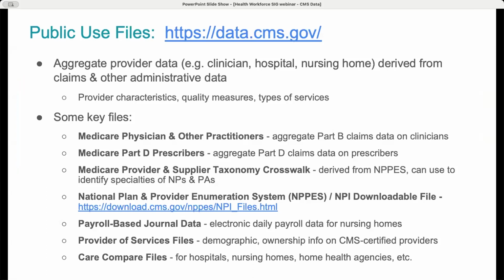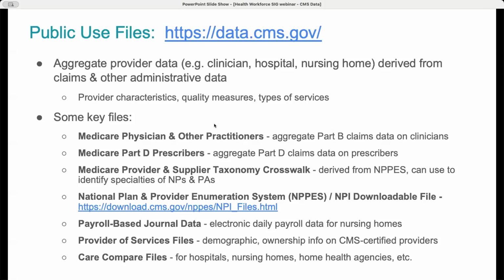So just a little bit about public use files. Again, these are aggregate provider data, and provider could be the clinician, the hospital, a nursing home, the dialysis center. There's lots of different files that are available on this website. And from here, you can generally measure things like provider characteristics, quality measures, types of services that the provider renders. I'm listing some of the key files that are available, but I would encourage you to go and look around the website, depending on what you're interested in.